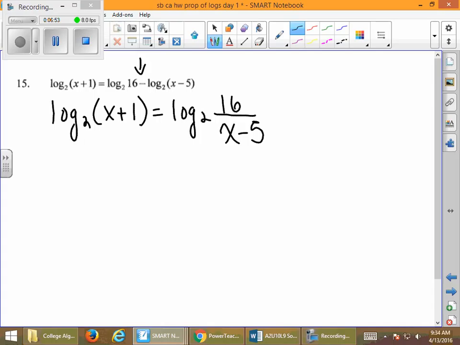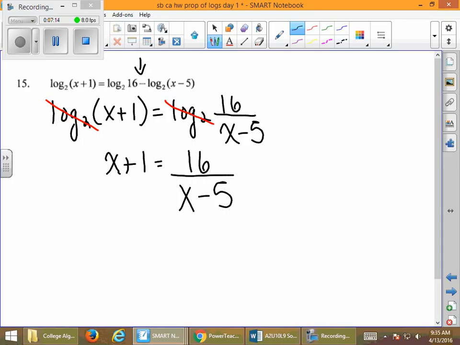We have log base 2 on the left. We have log base 2 on the right. That's not going to help us solve. It just gives us like bases. So what we are going to solve is x plus 1 equals 16 divided by x minus 5.